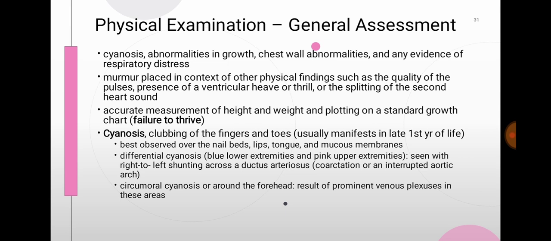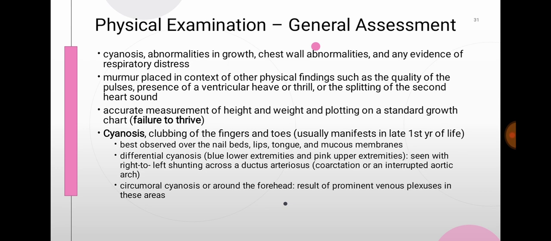So you plot on the standard growth chart so that you can evaluate for growth failure or failure to thrive. Cyanosis is a late manifestation. Do not expect your patients who are less than 1 year old to have clubbing of your hands and your feet, okay? Because this is a late manifestation secondary to decreased oxygenation. And also, cardiac problems are not the only ones that can cause clubbing. Respiratory problems, kidney problems, chronic obstructive pulmonary diseases, and liver problems can also give rise to clubbing of your hands and feet.